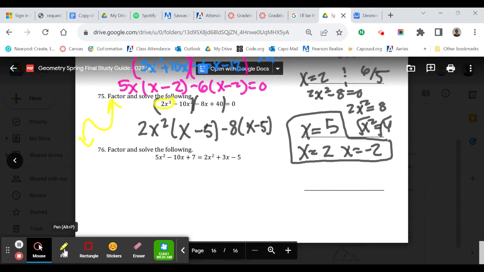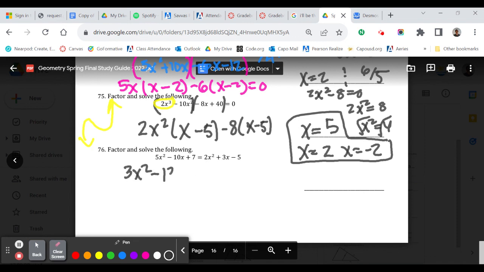Last one. All right, so first of all, we have to combine like terms. So move everything over here. So subtract the 2x, so I get 3x squared. Subtract the 3, I get negative 13x. Add the 5, I'm going to get 12. So multiply the front and the back, so that's going to be 36 and negative 13. So I just got to think of what numbers would multiply to positive 36 and add to negative 13. So I'm thinking they're both negative.